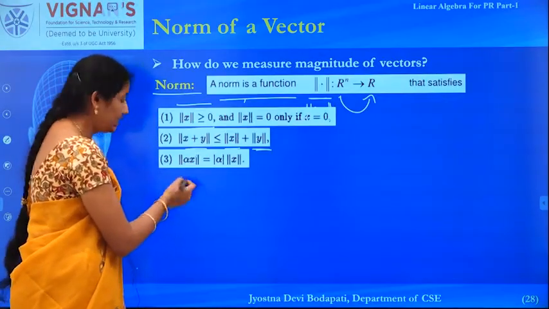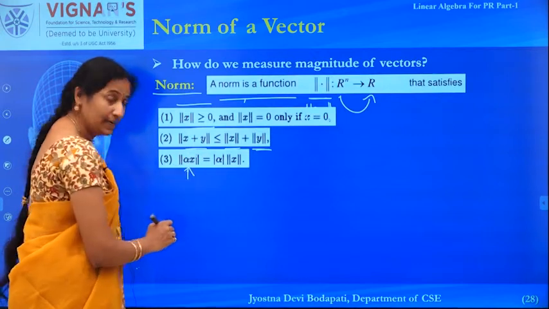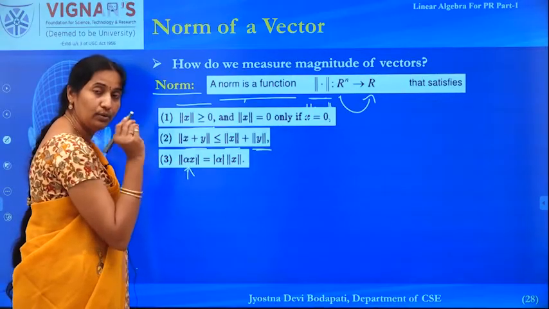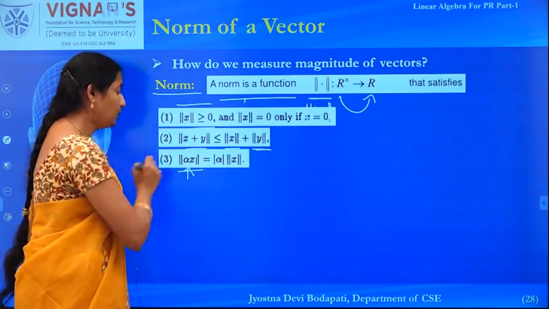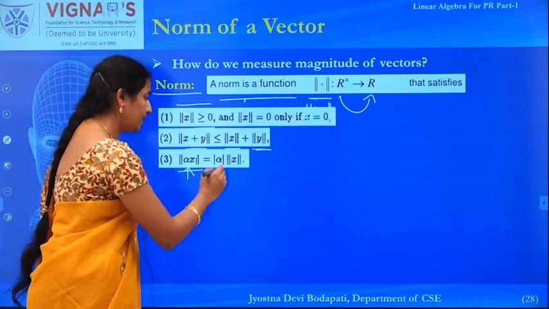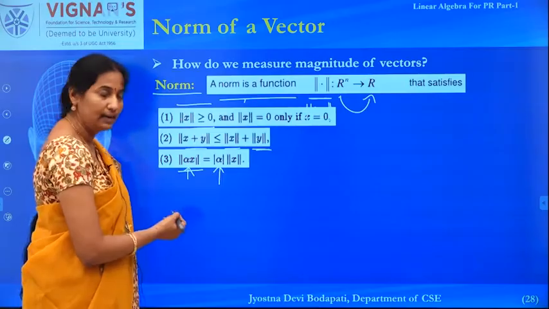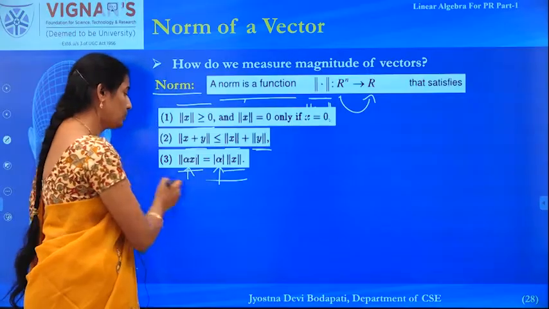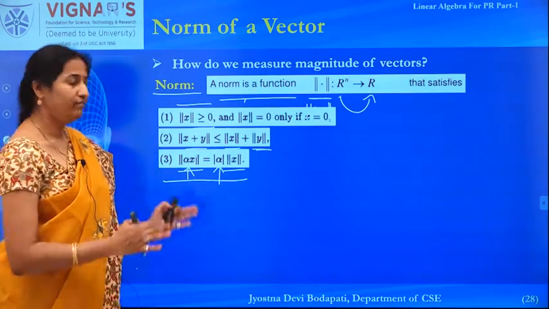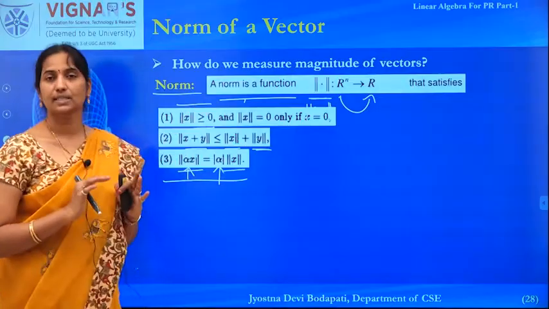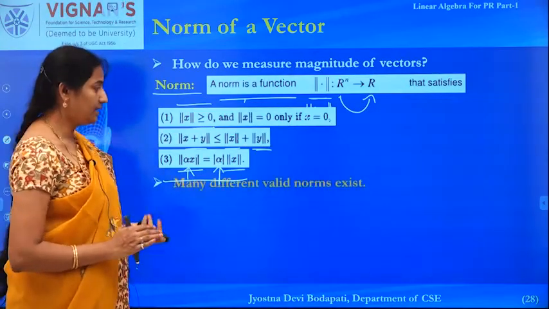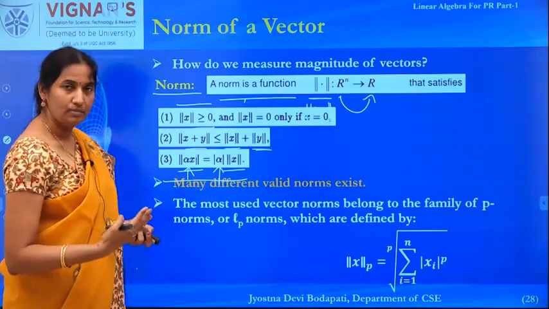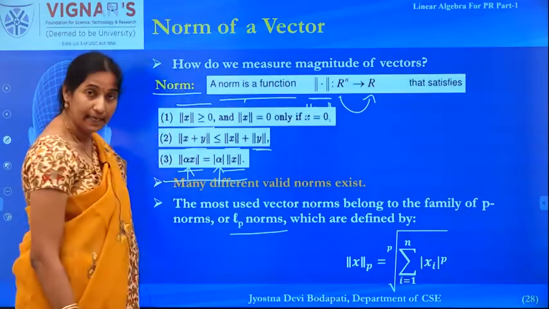Now the third property is, if you consider alpha as a scalar and x as a vector, and alpha into x, so if you multiply your vector with a scalar and then apply the norm on that, it should be equal to taking the absolute value of the scalar and then multiplying that with the norm of the vector. So both should result in the same value. If any function satisfies all these three constraints, then you can say that it is a norm. There are of course multiple forms of norms, but the popular norms are P norms, or you can call them LP norms.